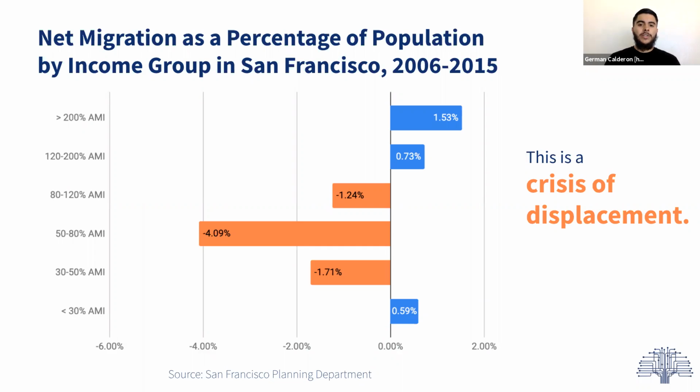So this chart is showing us how people in lower income brackets, so the orange bars, have left San Francisco at higher rates, while people with higher incomes have increased migration into the city.